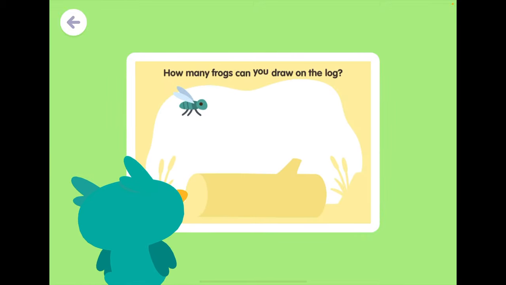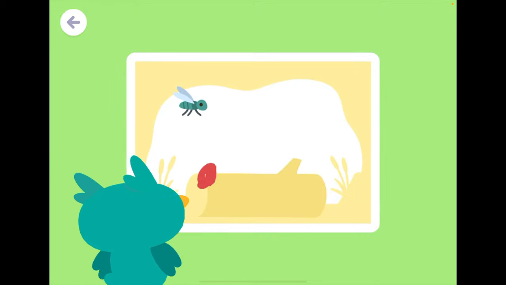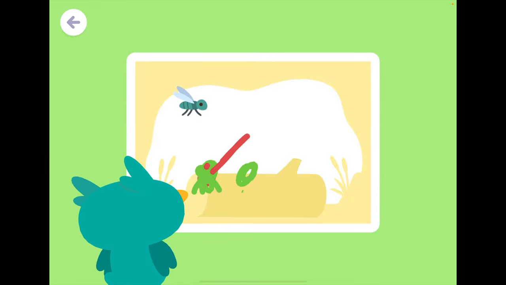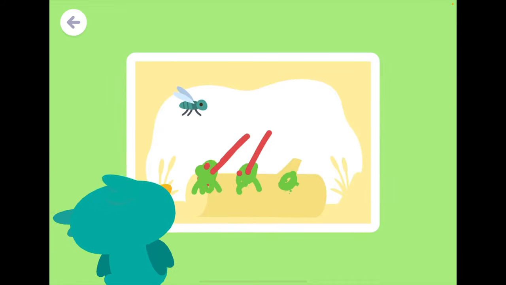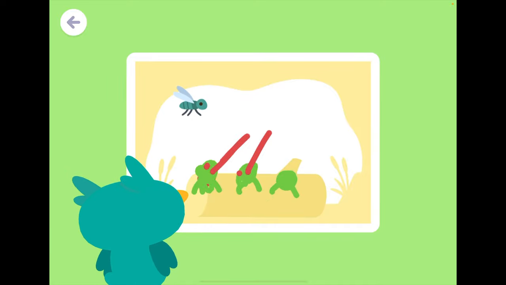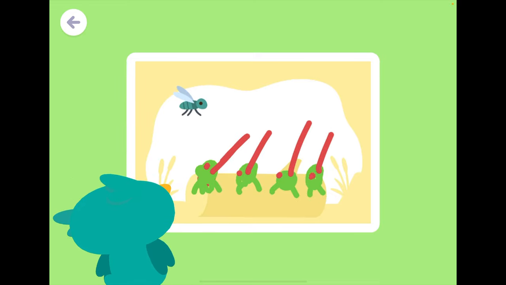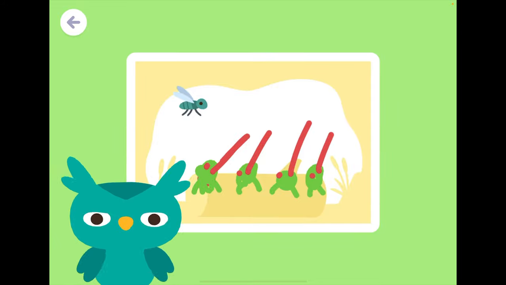How many frogs can you draw on the log? We have a green frog, and he has a red eye and a tongue. They're all going to stick out their tongues so they can try to catch the fly. Because frogs eat flies. Did you know that? Yeah. There we go. Four frogs on a log.